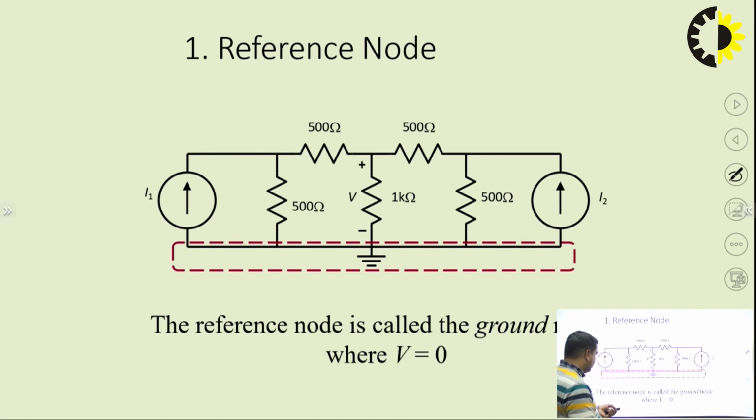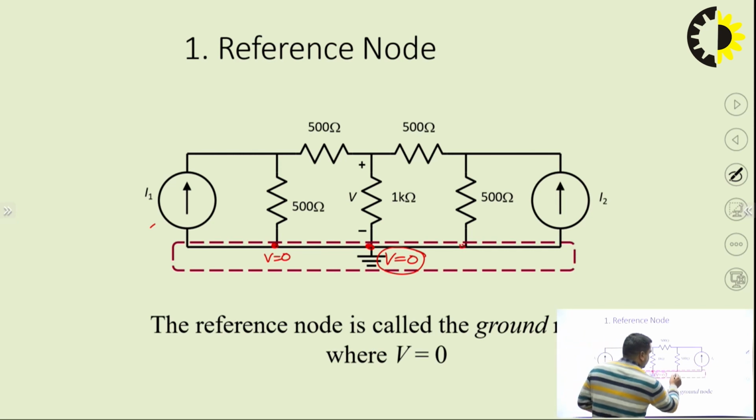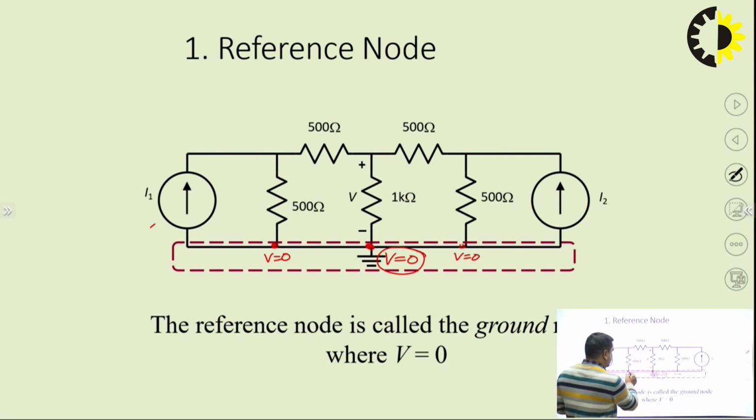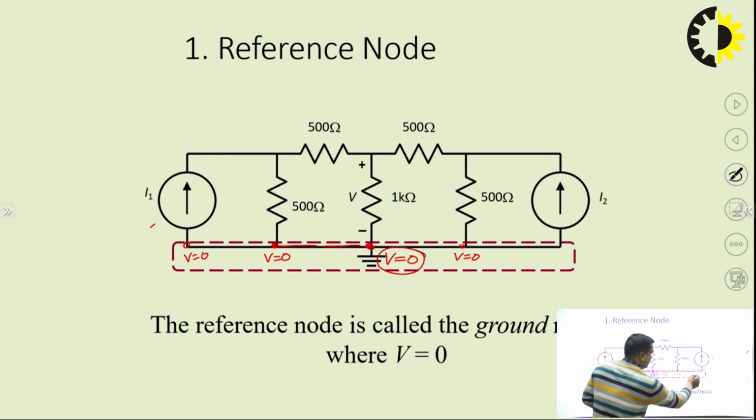Now, what is a reference node? Here we see a network that consists of current sources I1 and I2 and various resistances. This node has the maximum number of branches connected, so we can make it the reference node. Reference node means we make the voltage of this node equal to 0, by grounding. After making the voltage of this point 0, the voltage of this other point is also 0, and this point as well, because there is no element in between. They are short circuited, so the voltage here is 0 and here it is also 0.